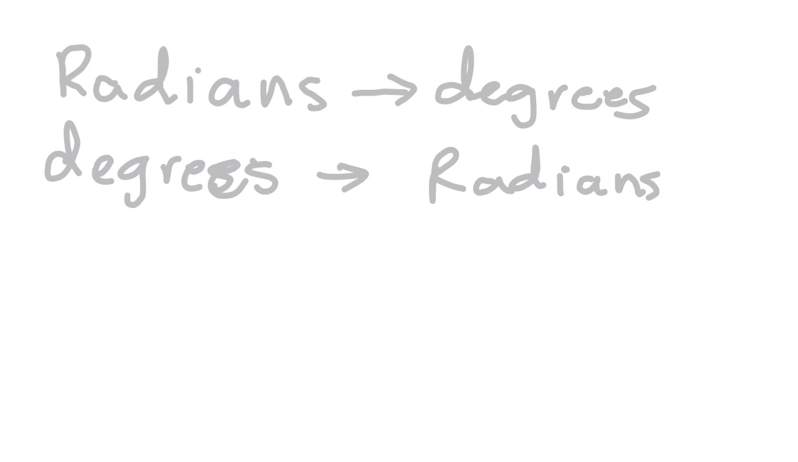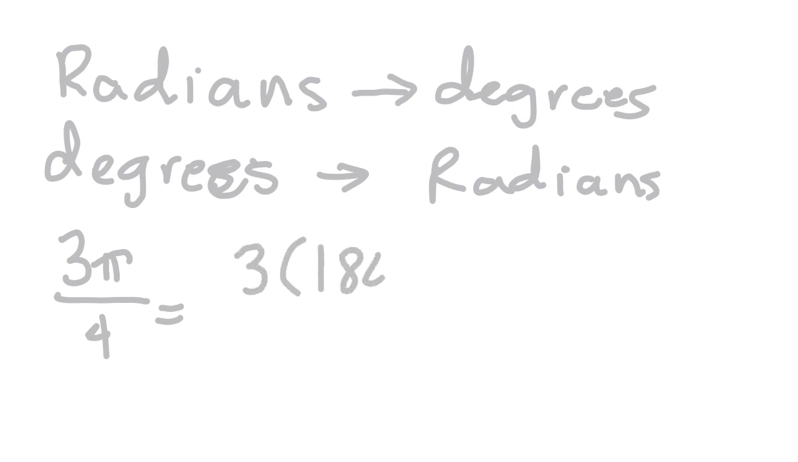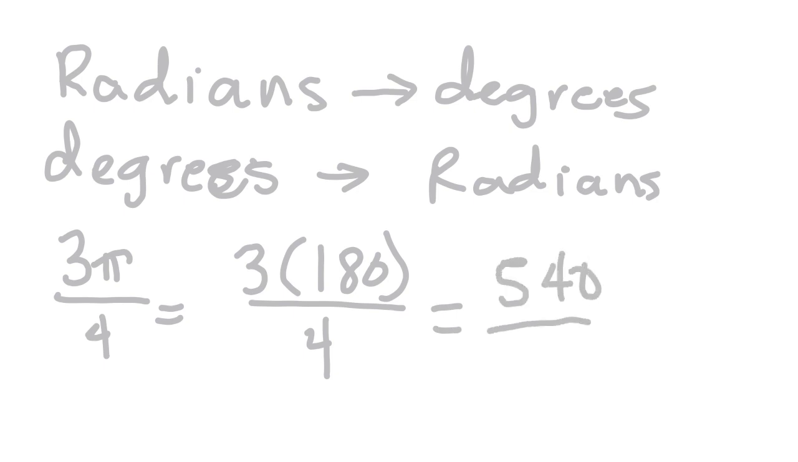Okay. So we'll start with an easy one. We'll go with 3 pi over 4. And this is clearly a radian measure because it does have pi in it. So to go from radians to degrees, you just simply sub in 180 for pi. So this will be 3 times 180 divided by 4. And 3 times 180 is 540. And 540 divided by 4 is going to be 135. Okay, so that's pretty much an easy one.